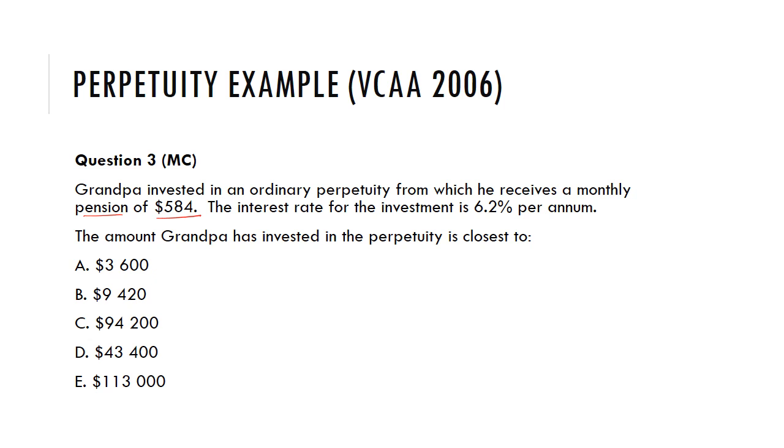Each month he's getting $584. The interest rate on the investment is 6.2% per annum, but remember, we're compounding monthly. The amount Grandpa invested in the perpetuity is closest to what? So we want to know his principal value. In this case, we actually don't need to use the finance solver. We can just use our formula, which tells us that our V0, our initial amount, times our rate over 100 will equal our payment amount.